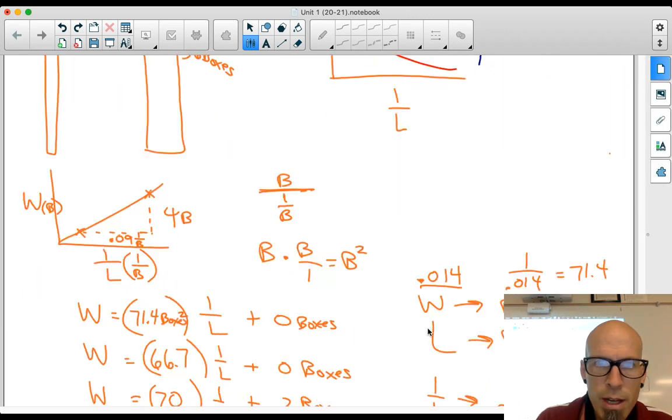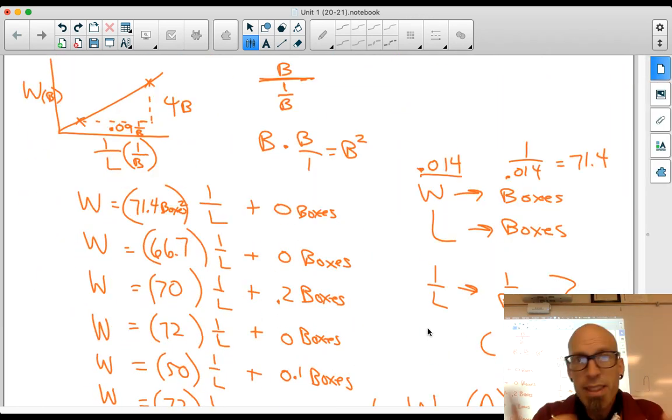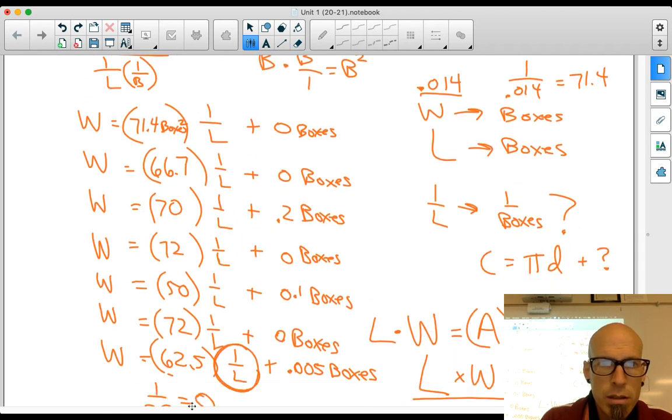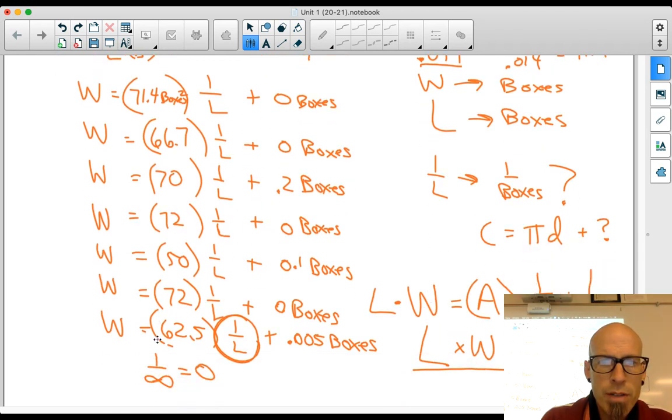Okay, here we go. So this is what we found. Everybody did this, and then we got this. These are the equations of everybody that was in the room. Now we have width equals this times 1 over L plus 0 boxes. We have width equals this times 1 over L plus 0 boxes. And so again, that's the format that we see. Hopefully you have something similar to these.